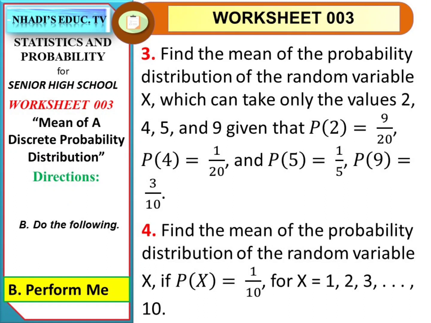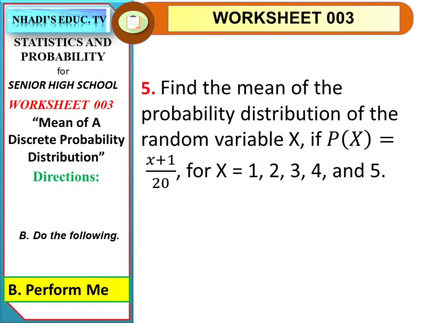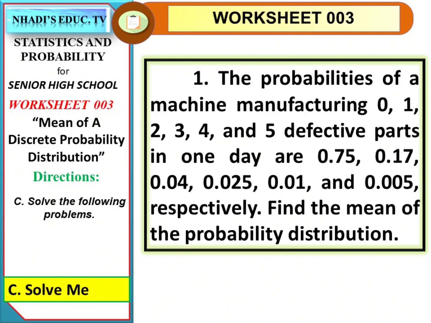Number 4, find the mean of the probability distribution of the random variable x if the probability is equal to 1/10 for some random variables 1, 2, 3, up to 10. Number 5, find the mean of the probability distribution of the random variable x if the probability is equal to the quotient of x plus 1 and 20 for some random variable of 1, 2, 3, 4, and 5. Under letter C, solve me.